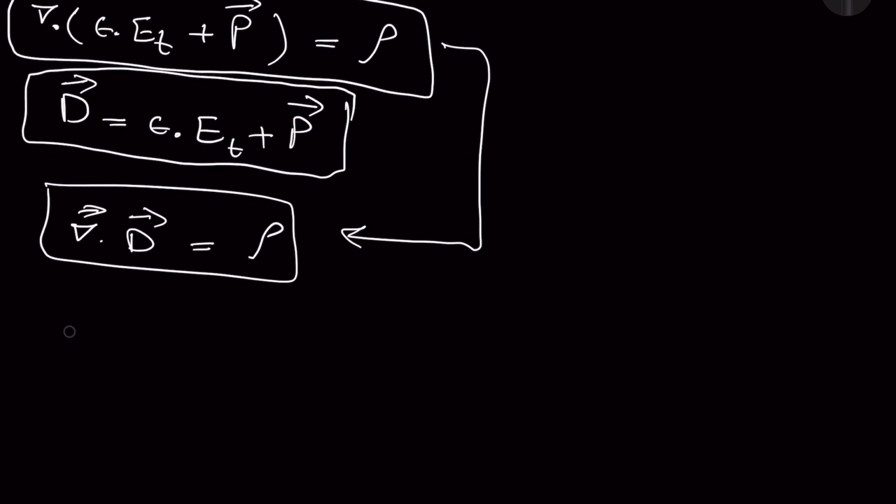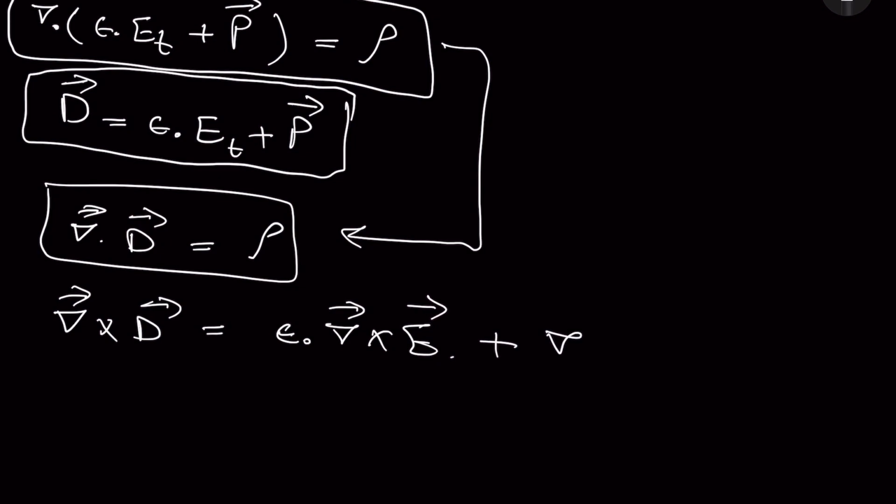So we can proceed to write that curl of D is equal to curl of electric field plus curl of vector P. So we see that although this is always 0, we don't know about this one. So what this means is that vector D, unlike E, may not be an irrotational field vector.